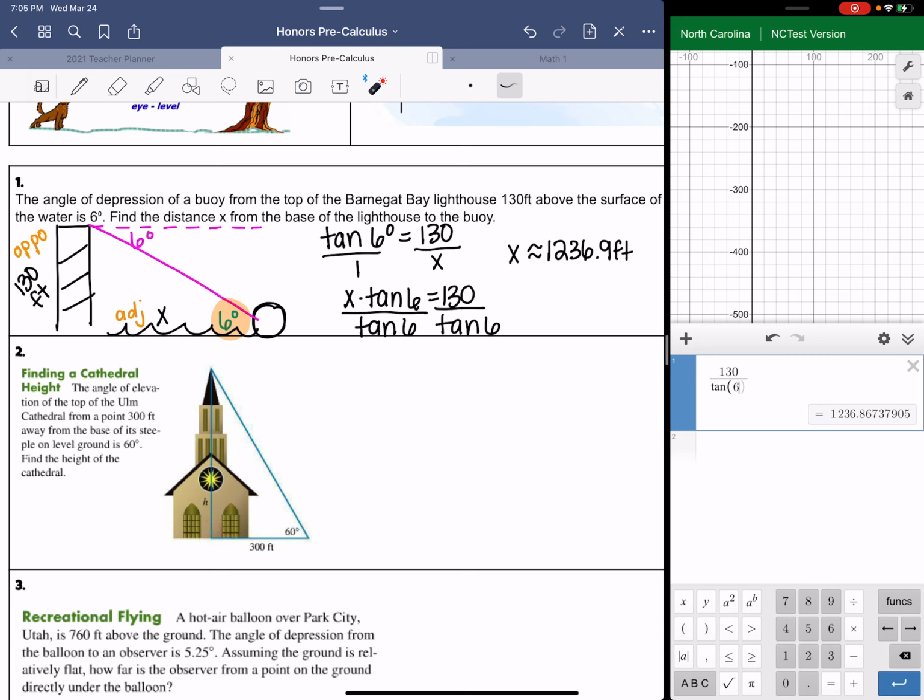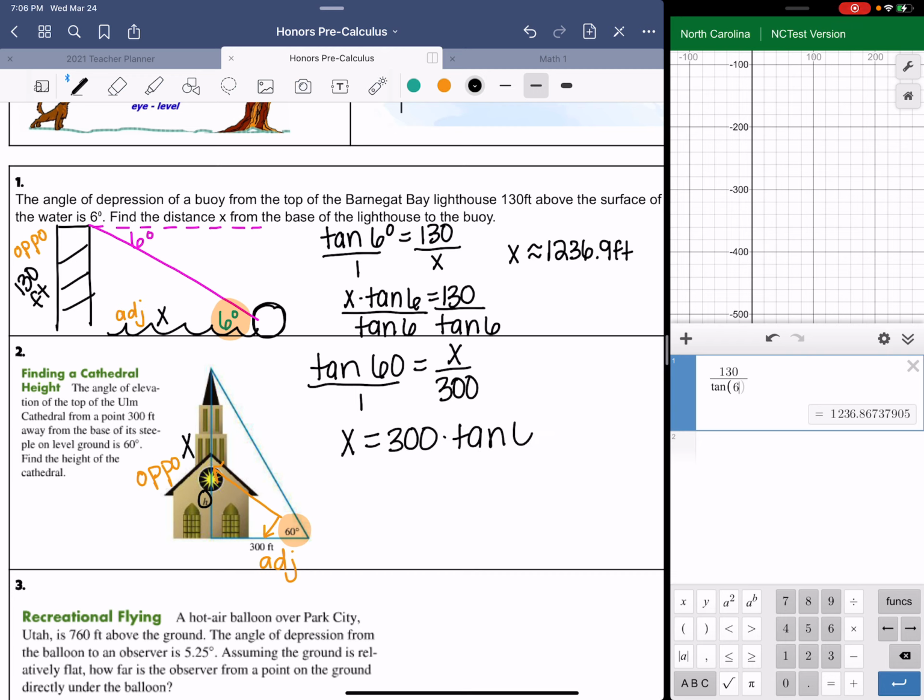Then it says, find the height of the cathedral. So we're looking for the height here. I think they called it H. You can call it X, however you want to do it. So I'm looking from the angle of 60. So across the triangle, I have an opposite, and then I have an adjacent. So again, we're going to use tangent. Tangent, I will say, is used a lot, but do not assume that tangent is used every time. So the tangent of 60 equals x over 300. So we're going to put that over 1. So we have x equals 300 times the tangent of 60.